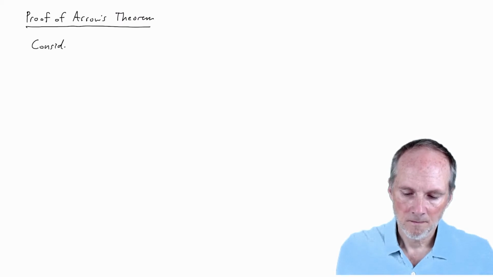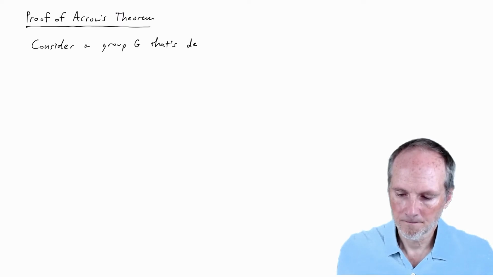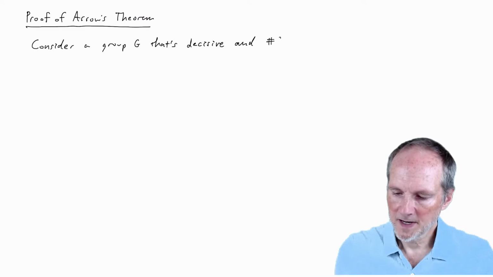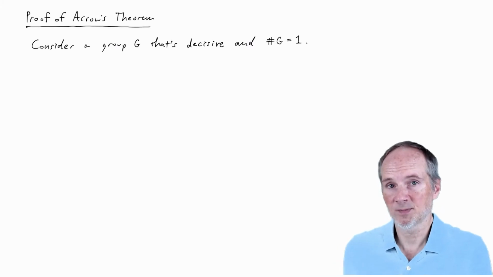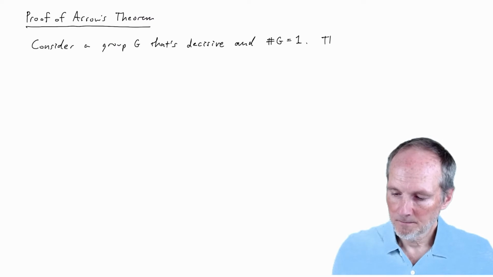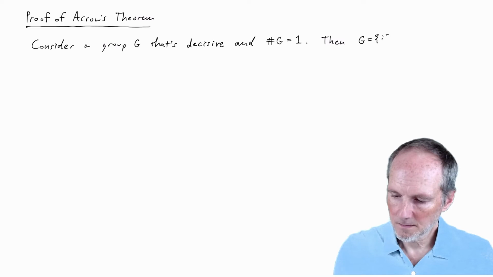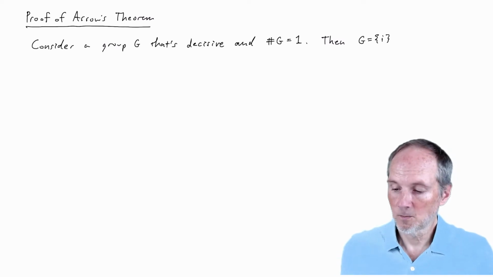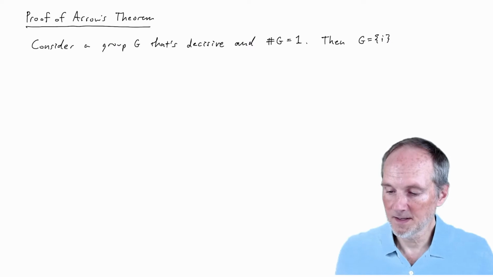Consider a group G that's decisive and only has one member. So the number of elements of the group, the number of individuals belonging to the group, is 1. So we call that kind of group a singleton, and we can write it like this. It's a set consisting of just one individual, and we can give that person the index i.